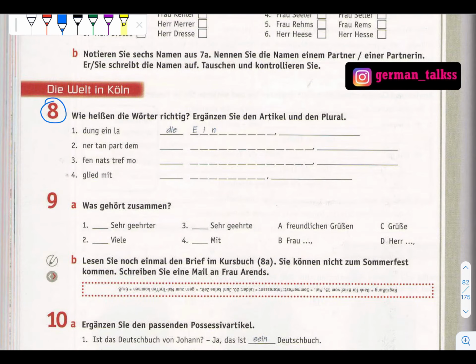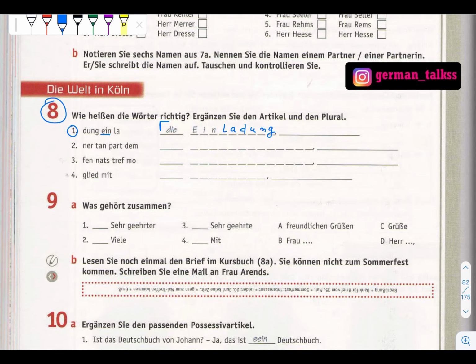8. Wie heißen die Wörter richtig? Ergänzen Sie den Artikel und then plural. We are going to fill in the articles and we are also going to fill in the plural form. Eins. See, they give some hint here. For example, the, and here it will come ein... And then what can be the answer? Einladung. Die Einladung.